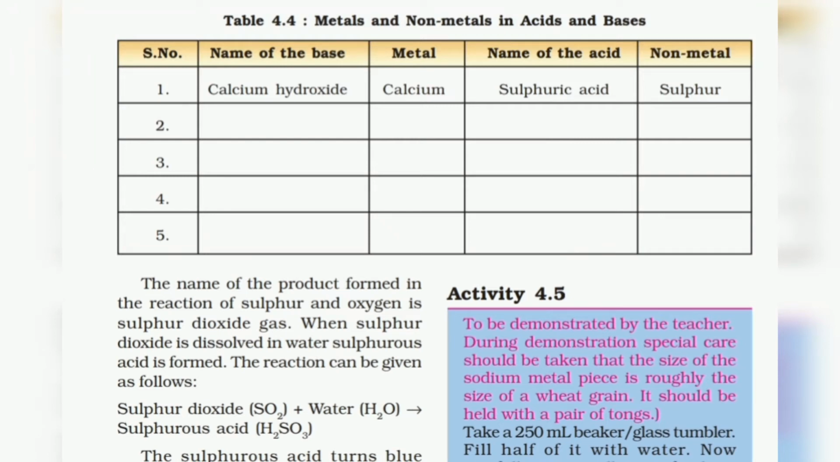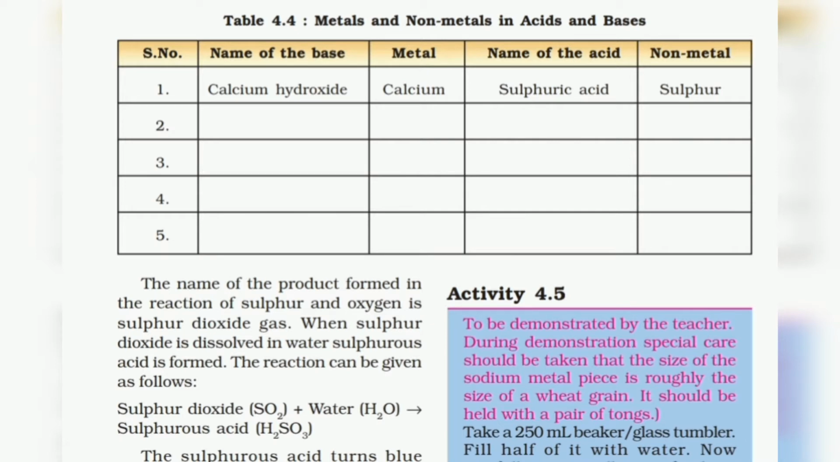So in today's video we are going to study Table 4.4, metals and non-metals in acids and bases. Here is the name of the base, that is calcium hydroxide, then the metal calcium, the name of the acid, sulfuric acid, and the non-metal sulfur. Then we have the name of the product formed in the reaction of sulfur and oxygen, which is sulfur dioxide gas.